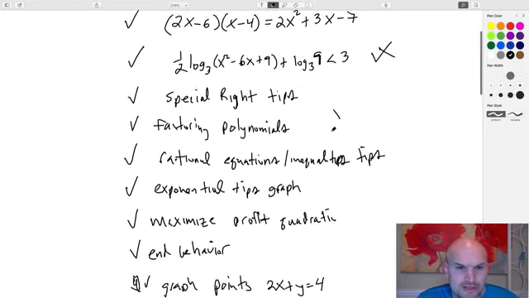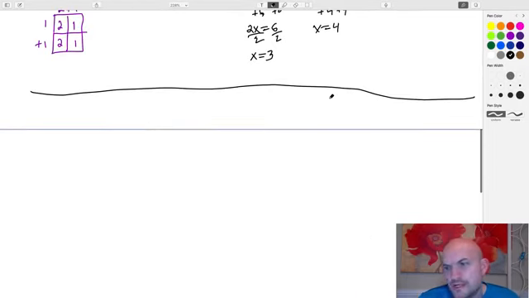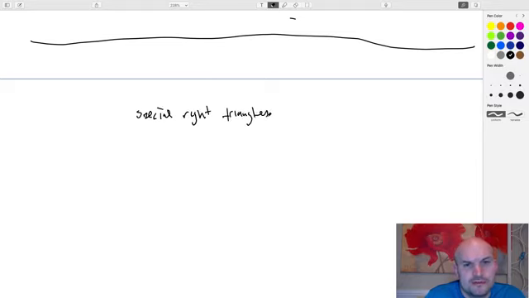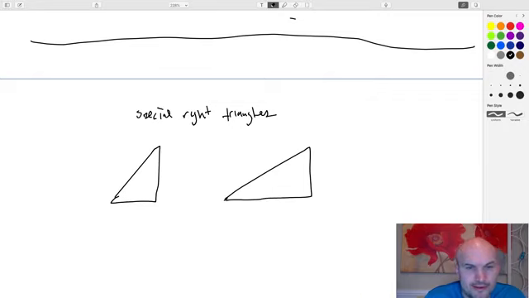The next one is special right triangle tips. As we're going over special right triangles, I think it's easier just to really understand their relationship.